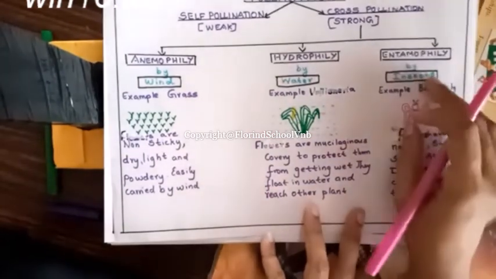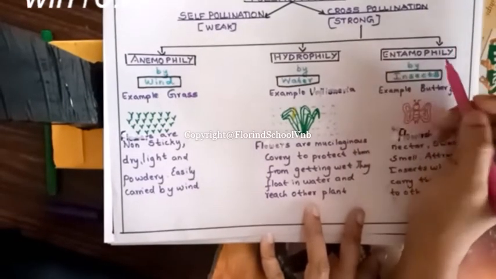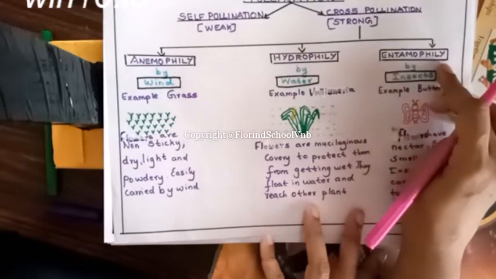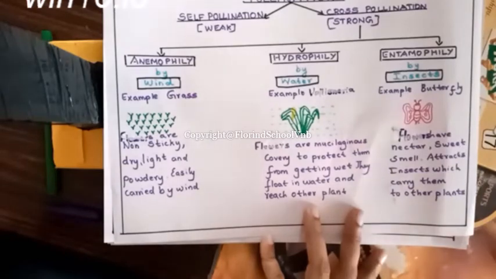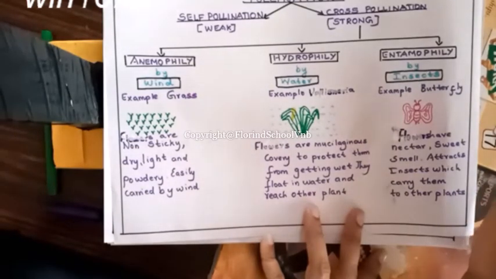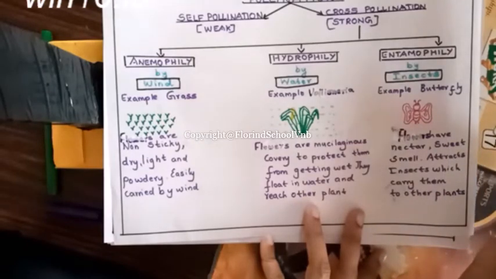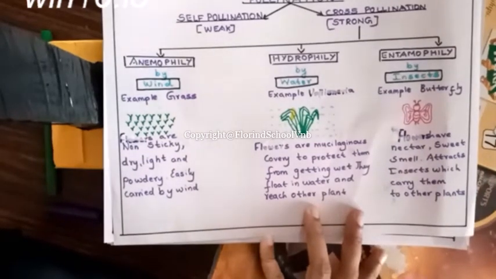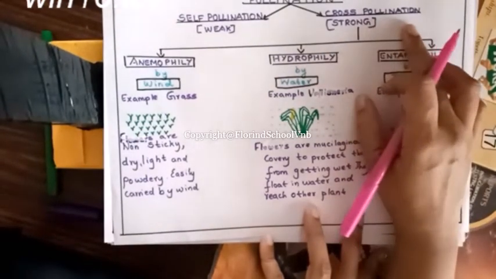Now, some cross-pollination is also caused by insects, which is called entomophily. Example, butterfly. Butterflies come to the flowers to suck the nectar. The food of the butterfly is nectar. Now the nectars are sweet smelling, which attracts the butterfly and it sucks the nectar. The butterfly carries the flower from one plant to another plant and cross-pollination takes place.